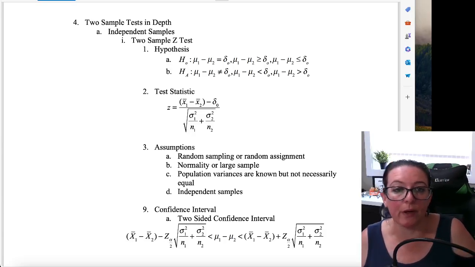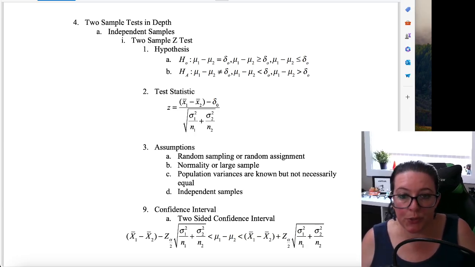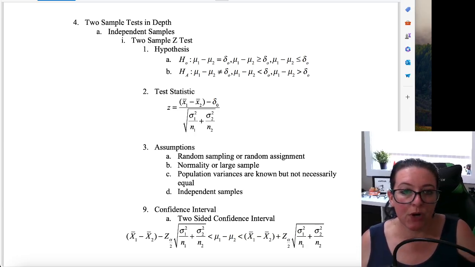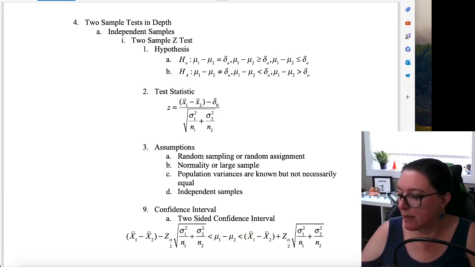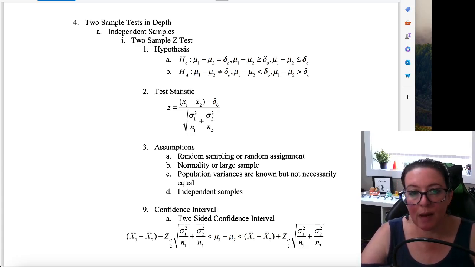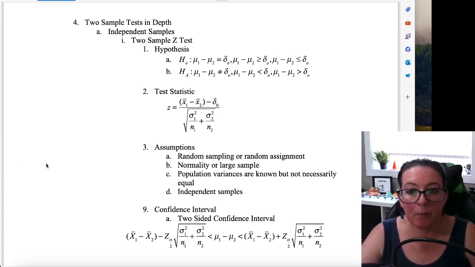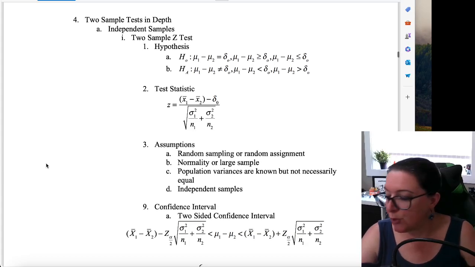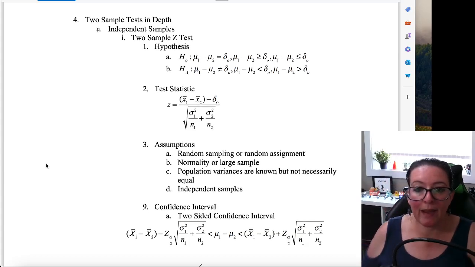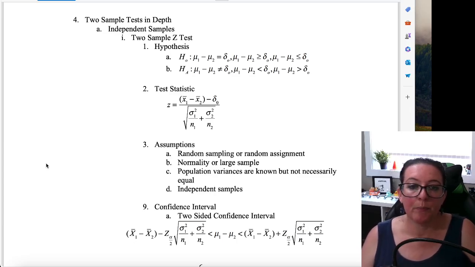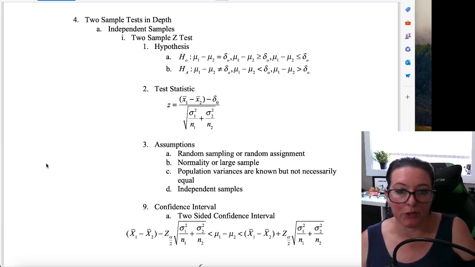Over the next couple videos, we are going to look at two sample tests. So we'll start with a two sample Z test, and we're starting with independent samples, and then we'll get to dependent samples. All right, so a two sample Z test is where our null hypothesis is comparing the average of two groups. And so we're making a statement about the two groups within the population.